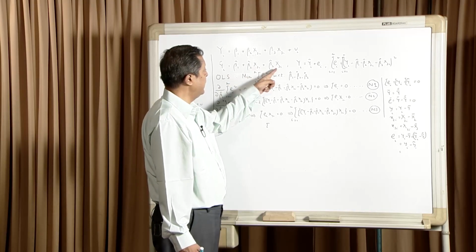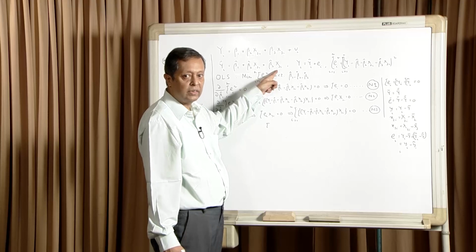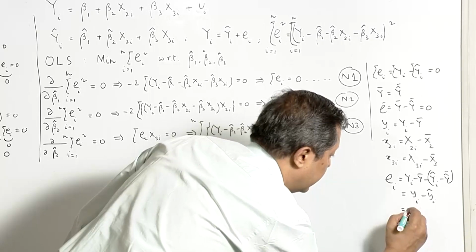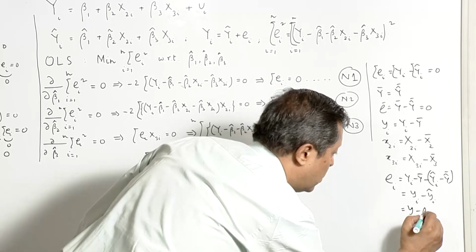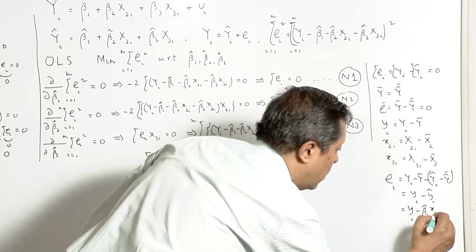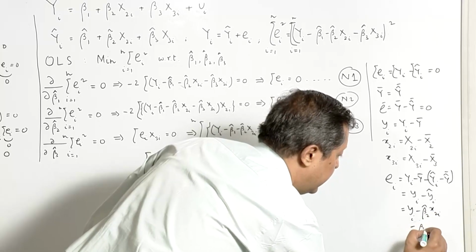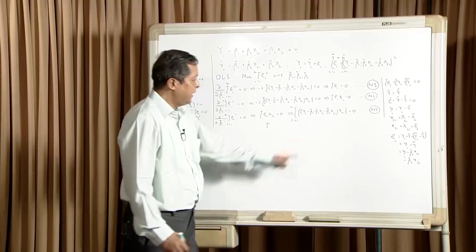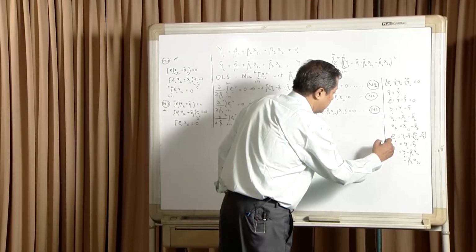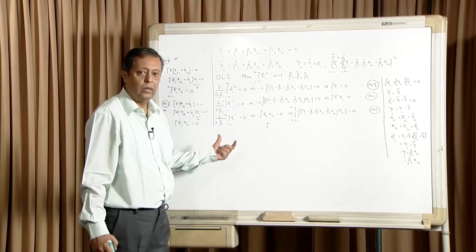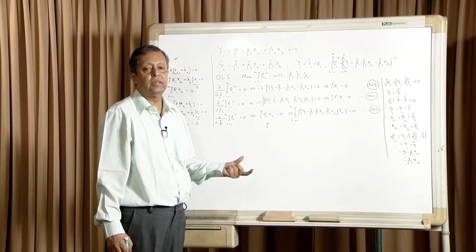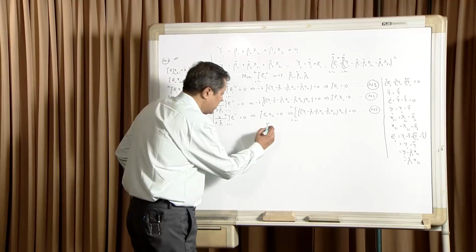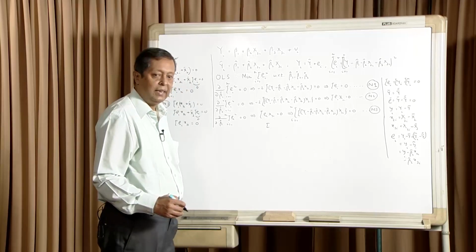Capital X2 and capital X3 will be replaced by small x2 and small x3. So, this will be yi minus beta 2 hat small x2i minus beta 3 hat small x3i. Taking all this information into account, we now write the normal equations in deviation form. This is also known in the standard literature as the model in deviation form.